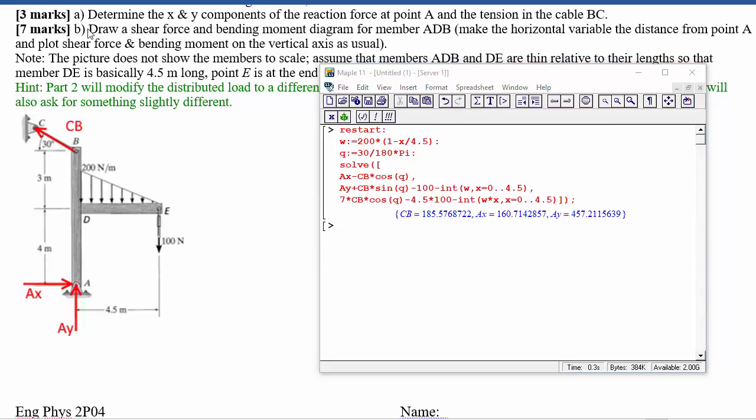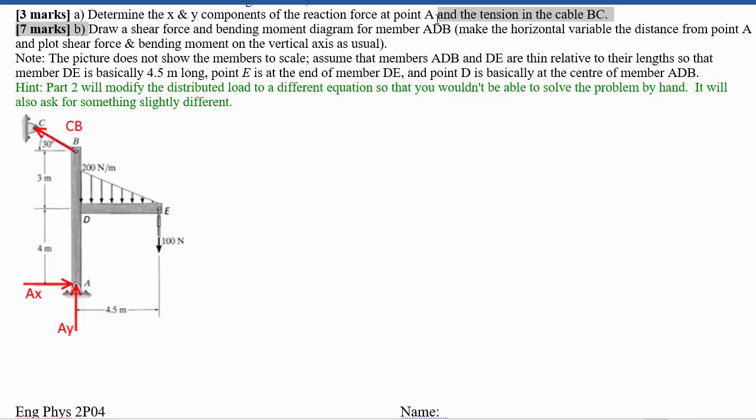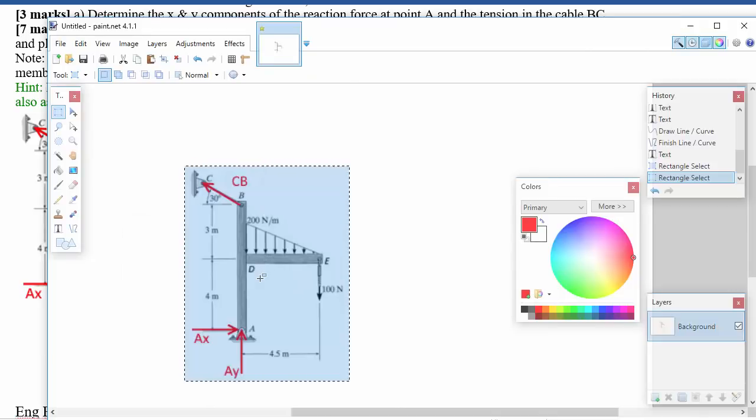Next part, the question asks us to draw a shear force and bending moment diagram for ADB. Now, in order to do this, we're going to need to figure out what the reaction that DE places on ADB is. And there's a couple of ways we could do this. We could look at just the member ADB and see what would place it in equilibrium, or we could look just at DE and see what would place that in equilibrium. Let's do a little bit of both, actually.